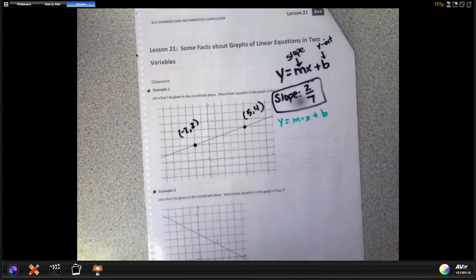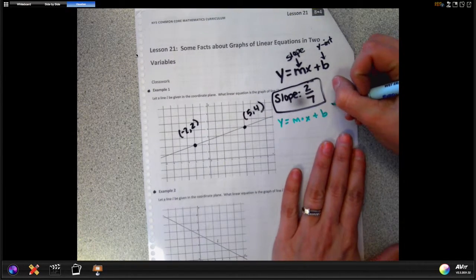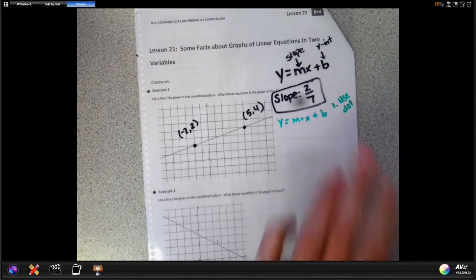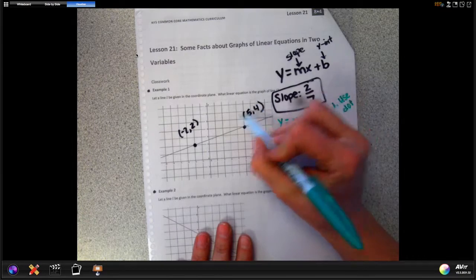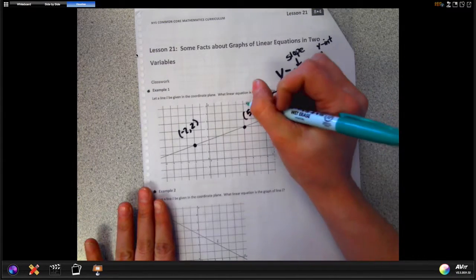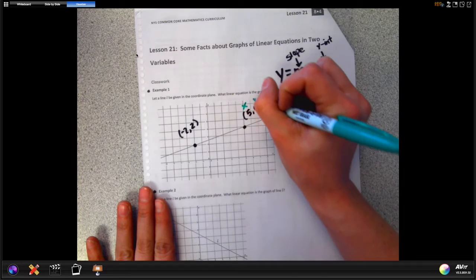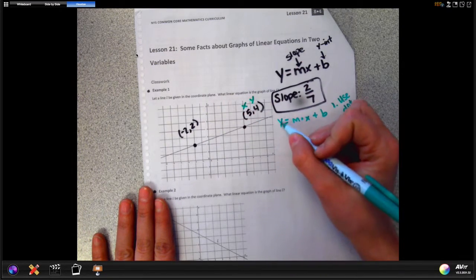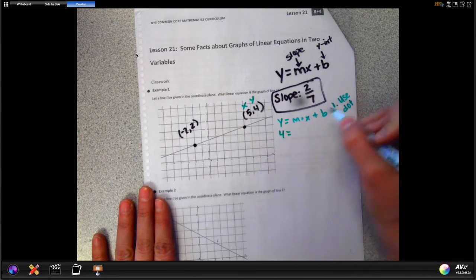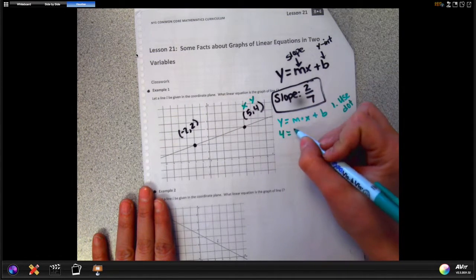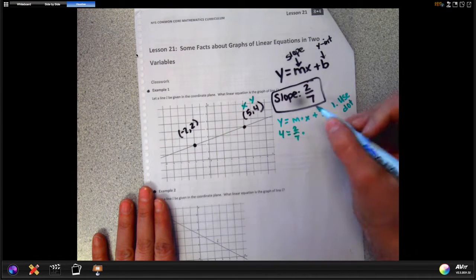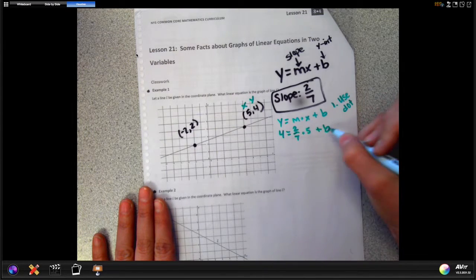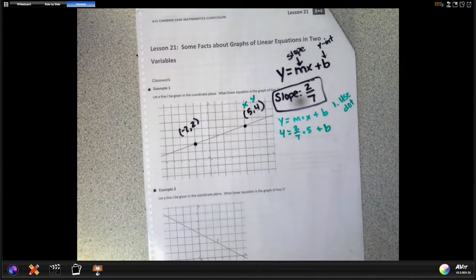I had students write some notes here. Our first step is to use one of our dots, or our ordered pair. I'm going to choose (5, 4). It doesn't matter which one you choose, but I'm going to choose this one. So for x, I'm going to use 5, and for y, I'm going to use 4. That's step 1. I'm going to replace y with 4 equals the m, which we just found as our slope, 2 over 7, times my x, which is 5, plus b. So the only one that's not replaced is the b.